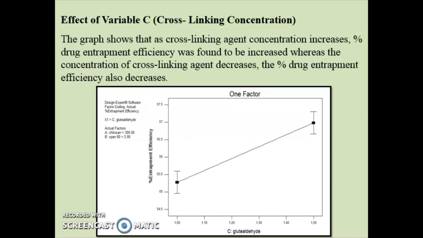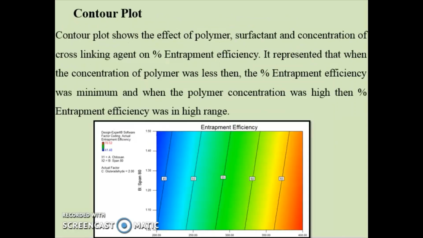Then the third variable, cross-linking concentration. As shown in the graph, as we increase the cross-linking agent concentration, the percent drug entrapment efficiency is again found to increase, whereas when we decrease the concentration of cross-linking agent, the percent drug entrapment efficiency also decreases.